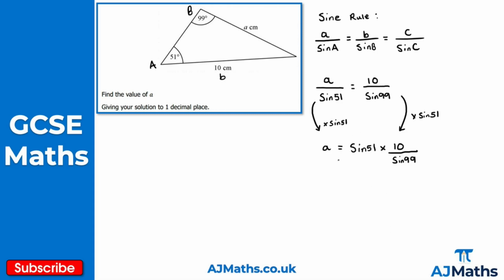And all you need to do now is just put this right hand side into your calculator. So in this case for a, if you put this in correctly, obviously just make sure that you give your solution to 1 decimal place. What you should get then is a is equal to 7.9 centimeters. Okay, and there we have it. So that's the solution to the very last question, question 2.